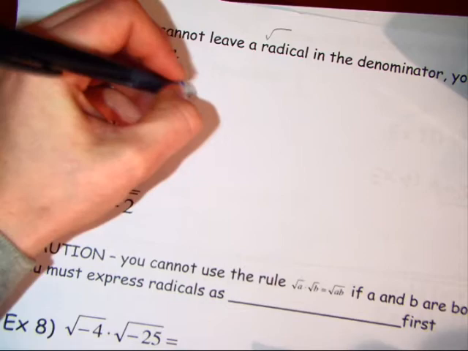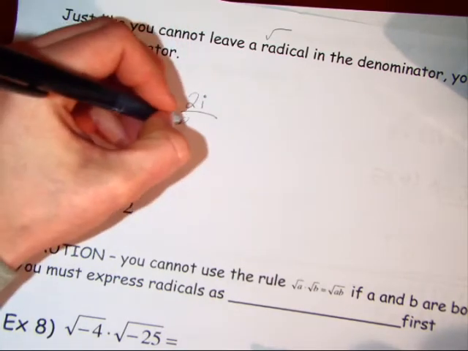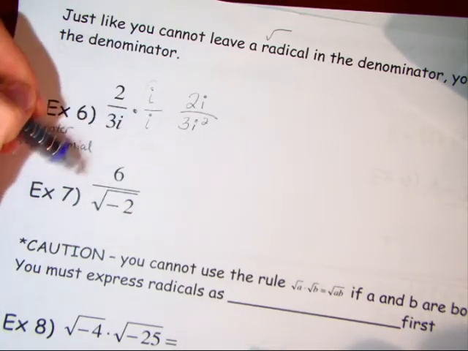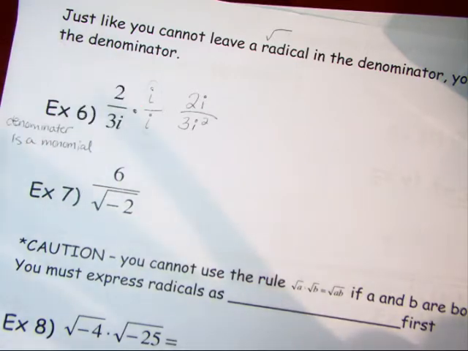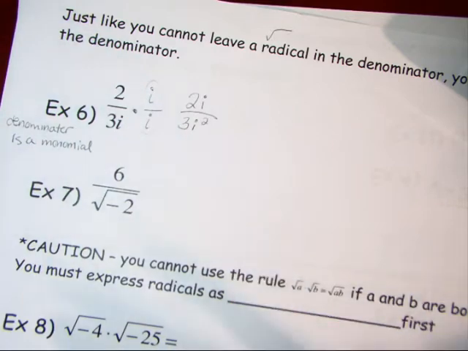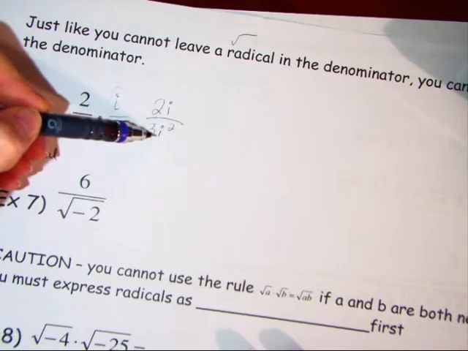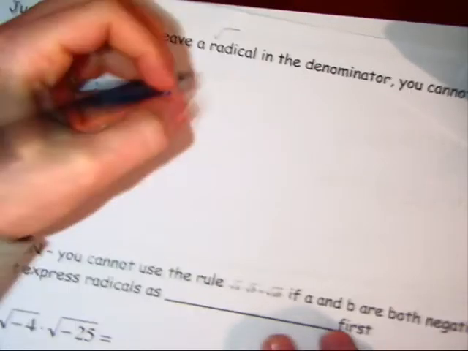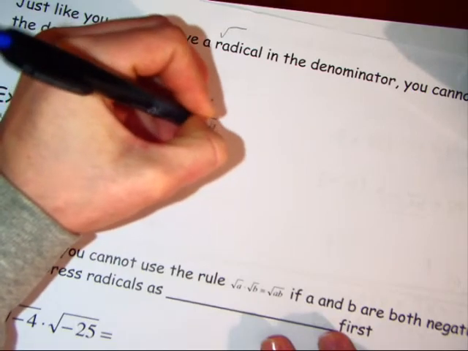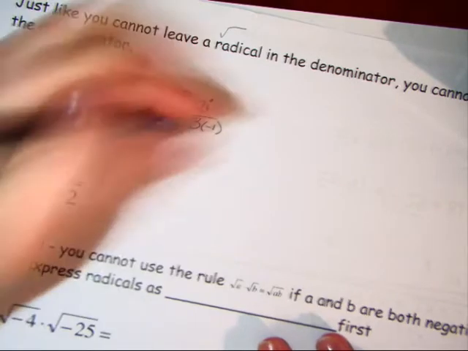2 times i makes 2i, and 3i times i makes 3i squared. Now we haven't technically changed our problem because multiplying by i over i is like multiplying by 1, because i over i is 1. So we're not changing the problem, we're just making it easier to work with. Now you might say, hey, that didn't get rid of the i on the bottom, in fact it just gave you more. But didn't we just learn on the last page that i squared is actually negative 1? So I take away the i squared and I make it negative 1.